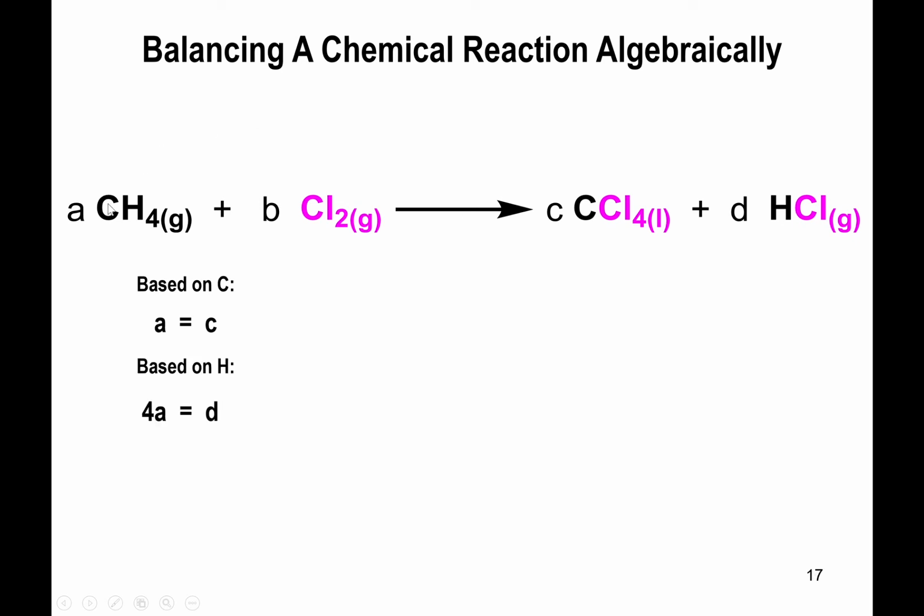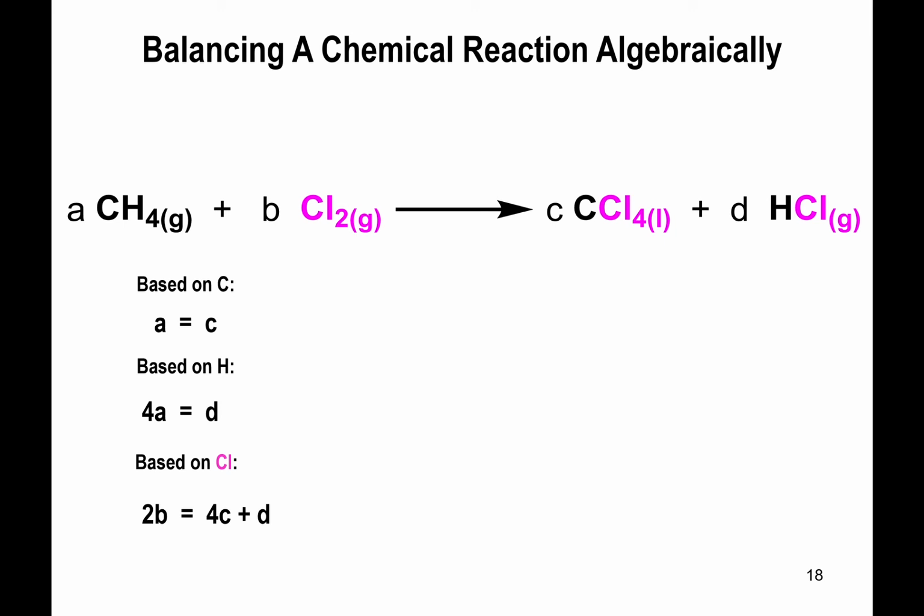From the point of view of hydrogen, you have 4 hydrogens in the molecule, but the molecule is multiplied by a balancing coefficient of A. So on the reactant side, you have 4A for hydrogen. And on the product side, you have 1 hydrogen multiplied by D. So 4A has to equal D. That has to be true, or else you will not be able to balance the hydrogens. And then for the chlorine, we have 2 chlorines multiplied by B, that's on the reactant side, and that has to equal 4 chlorines multiplied by C plus 1 chlorine multiplied by D. So that's from the point of view of chlorines.